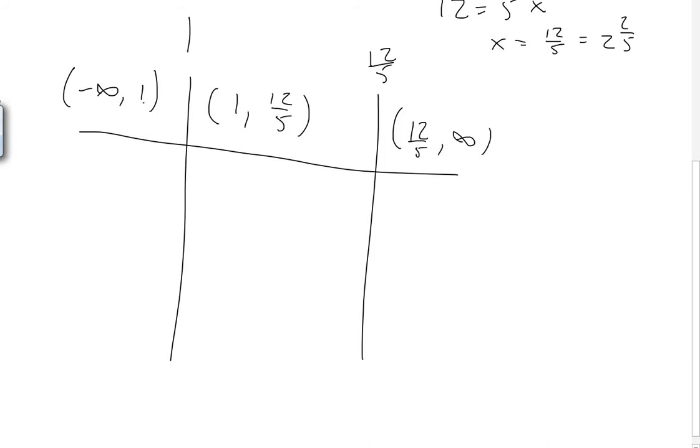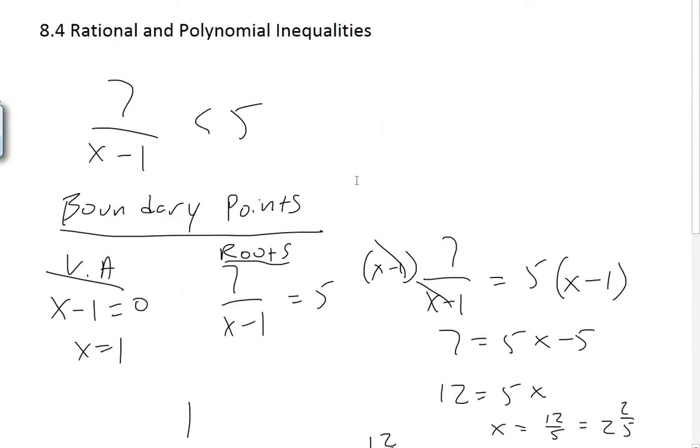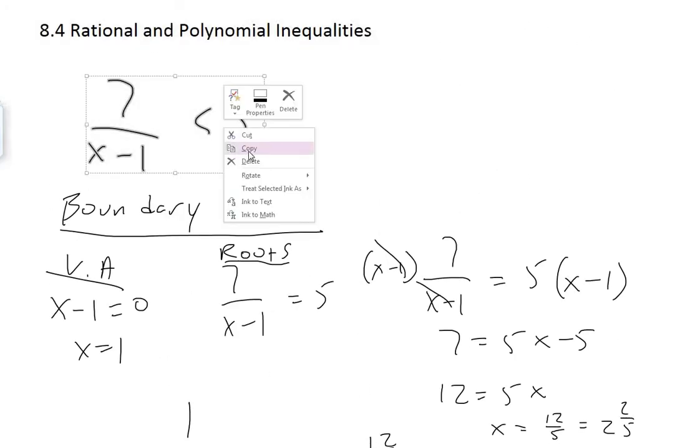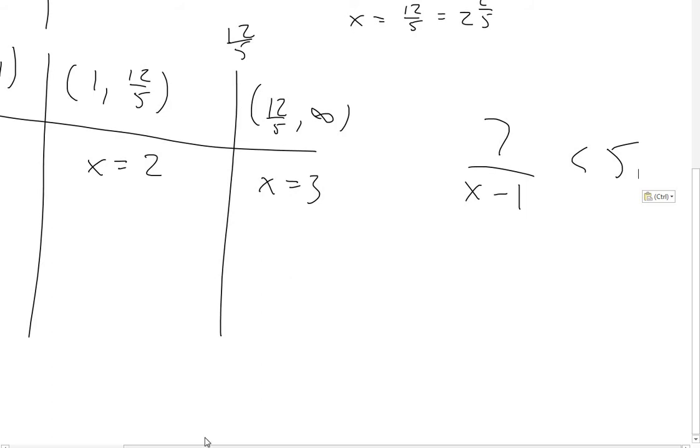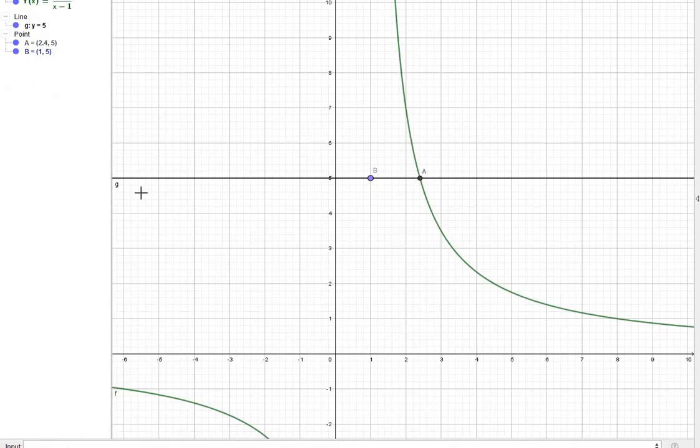I just got to choose a number in the interior of each interval, so something like x equals 0, something like x equals 2, something like x equals 3. These are all good values in their respective intervals to plug in. Where do I plug them into? I plug them back into the original inequality. I just want to know, if I pull up the graph, to the left of 1, is it below? To the right of 1, but in between 12 fifths, is it above? And to the right of 12 fifths, is it below the line also?